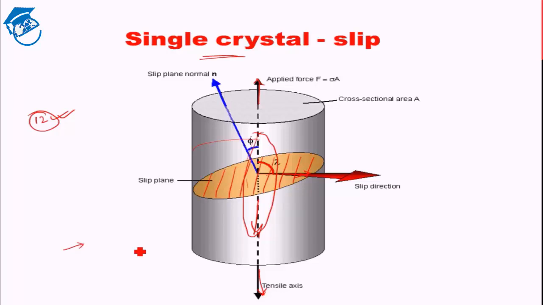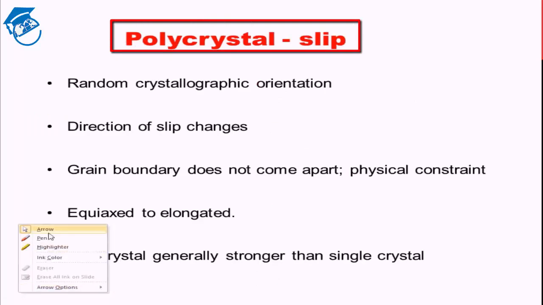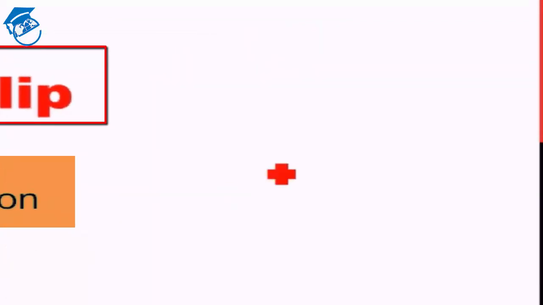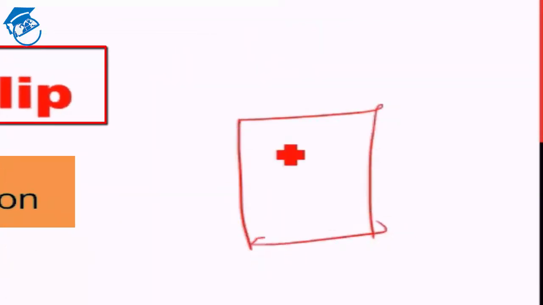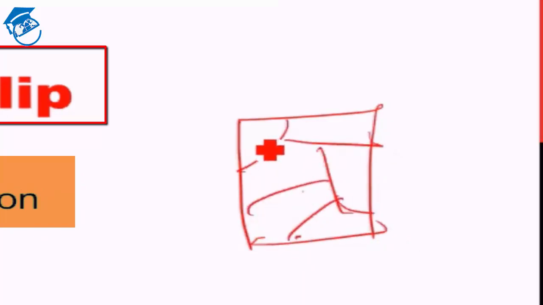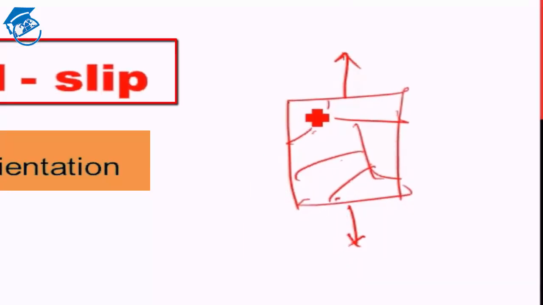On the other hand, in the case of a polycrystal, there is random crystallographic orientation in different grains, right? There are different grains and each grain will have a different crystallographic orientation. So let's suppose a force is applied like this. The favorable plane of slip system is this direction, let's say in this grain. In this grain, let's say it is this direction. So what is happening is the dislocation moves from here to here and then it gets blocked over here.